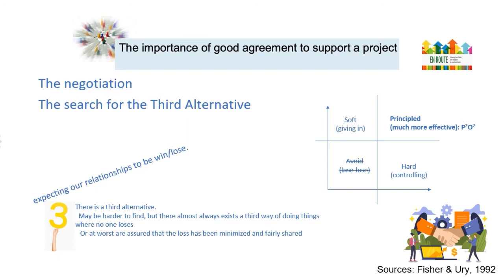Soft, giving in. Soft bargaining is just the opposite. Your relationship with your opponent is so important that you concede much more easily than you should. You get taken advantage of in your effort to please, and while agreement is reached easily, it is seldom a wise one. Principled, much more effective. Good negotiations consist of a relentless search for the third alternative.